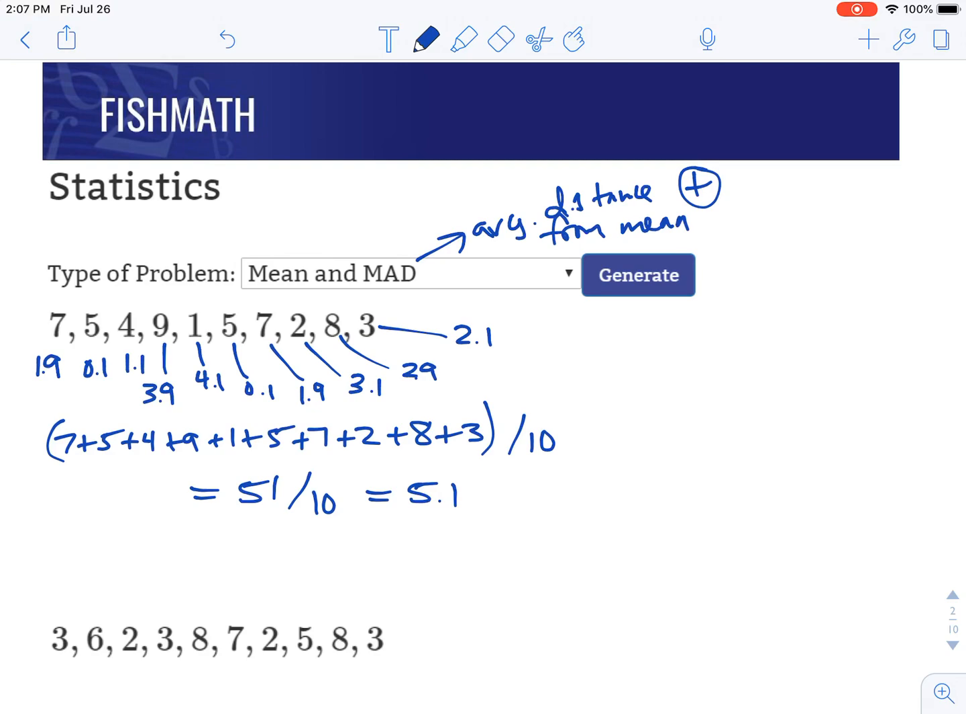Just by subtracting those distances there, now we're going to average those. So we're going to do 1.9 plus 0.1 plus 1.1 plus 3.9, etc. We're going to add these all up together. And then once we've got that, we're going to, again, divide by how many we have to get the average of the distances. So I got as a sum 21.2 as the sum of all the distances. Now if we divide that by 10, we get the MAD. So the MAD would be 2.12.